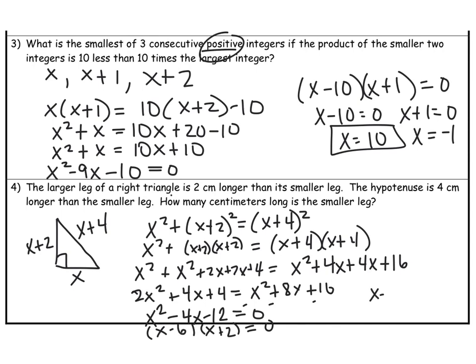And if we set each of those equal to 0, we get either x is 6 or x is negative 2, but it doesn't make sense for it to be negative 2. So the smaller leg is 6.